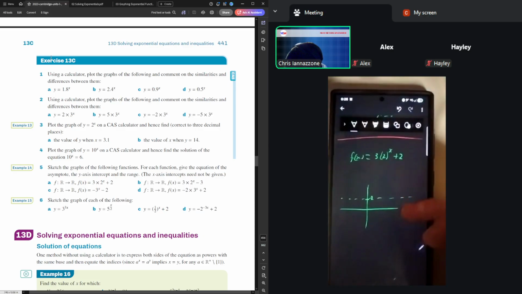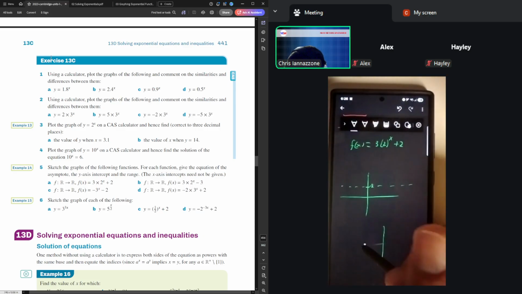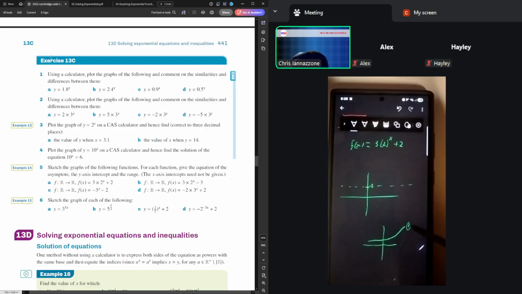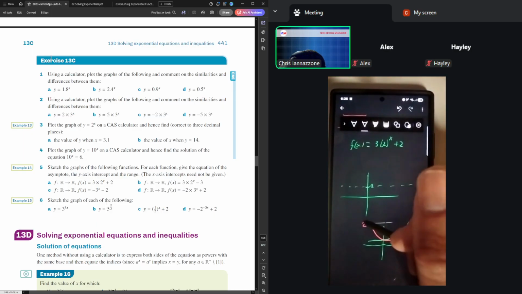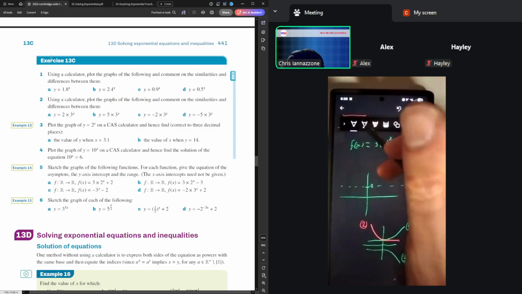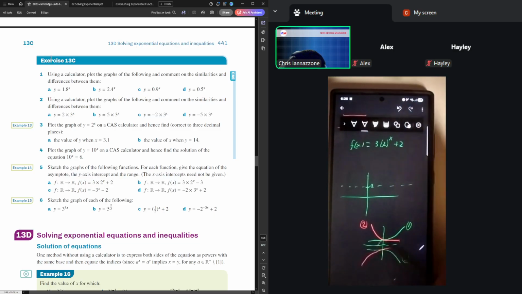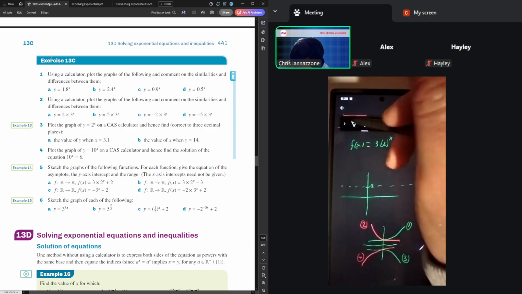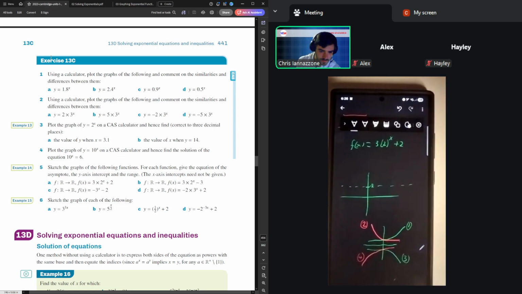I'll see if I can draw all the options here. So we'll call this one option 1, we'll call this one option 2, that can be option 3, and that can be option 4. That'll make it easier to see. Option 1, yeah, option 1 is correct.